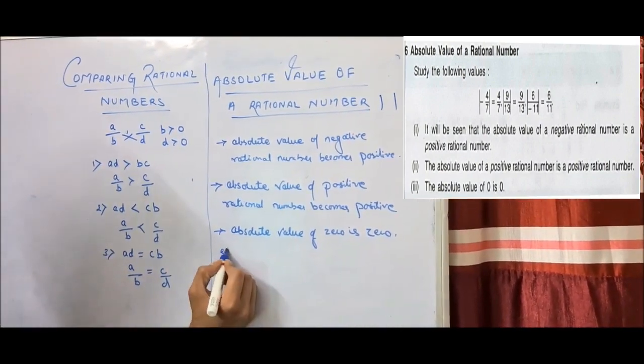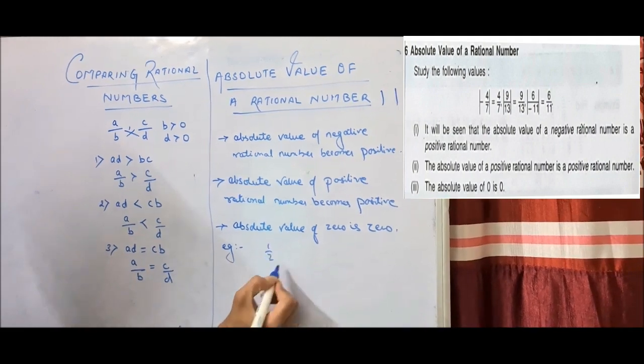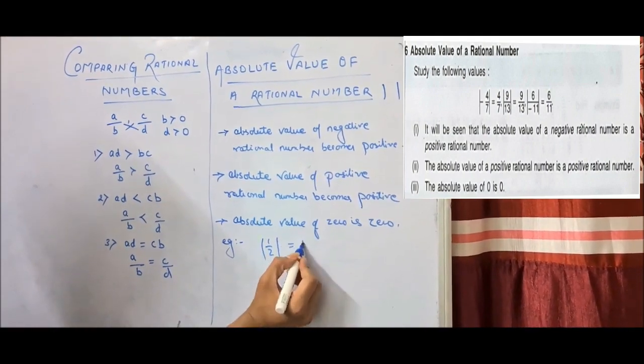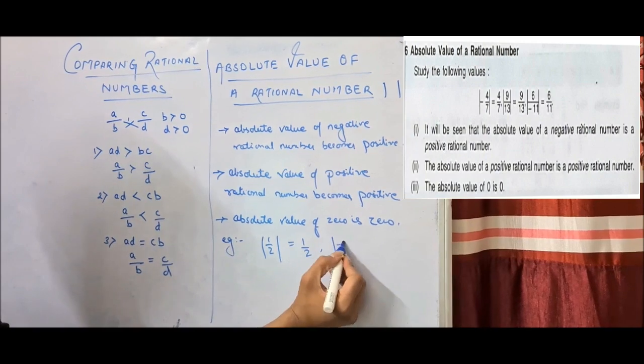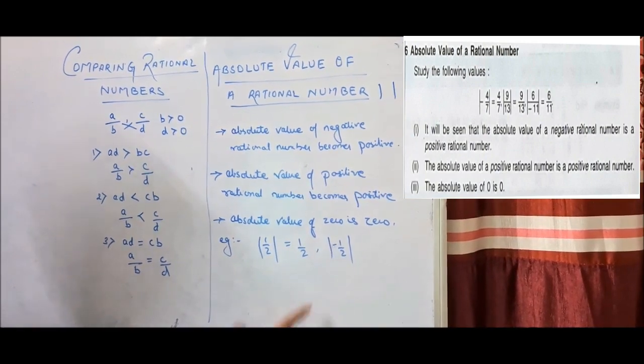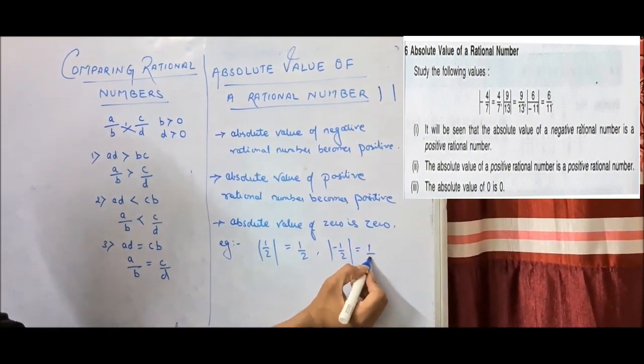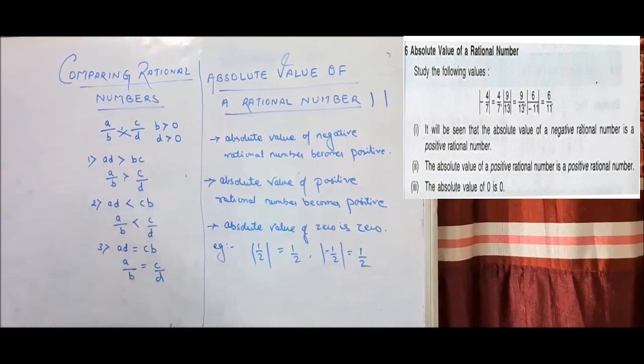For example, I'll show you 1 by 2 is a positive rational number and the absolute value of 1 by 2 is 1 by 2. But minus 1 by 2 is a negative rational number, but the absolute value of minus 1 by 2 will give you a positive rational number.